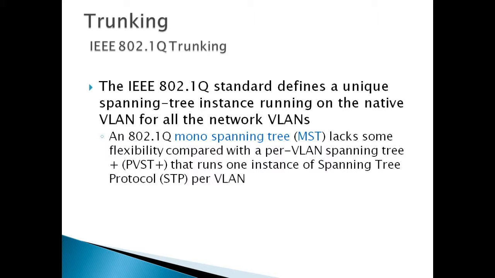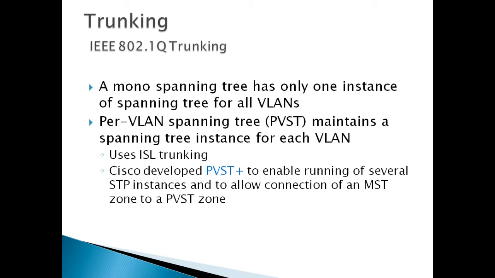An 802.1q mono spanning tree, MST, lacks some flexibility compared with per VLAN spanning tree plus, PVST+, which runs one instance of spanning tree protocol, STP, per VLAN. A mono spanning tree has only one instance of spanning tree for all VLANs. Per VLAN spanning tree, PVST, maintains a spanning tree instance for each VLAN and uses ISL trunking. Cisco developed PVST Plus to enable running of several STP instances and to allow connection of an MST zone to a PVST zone.